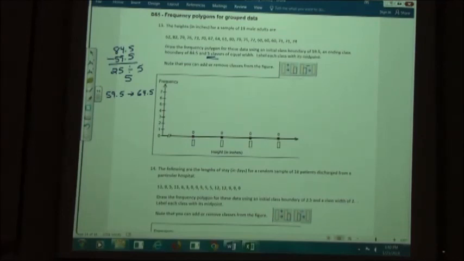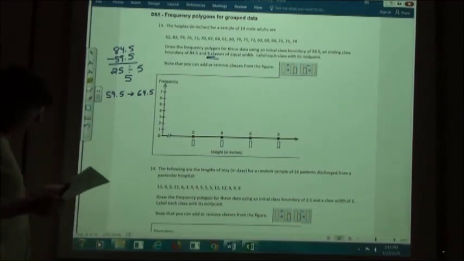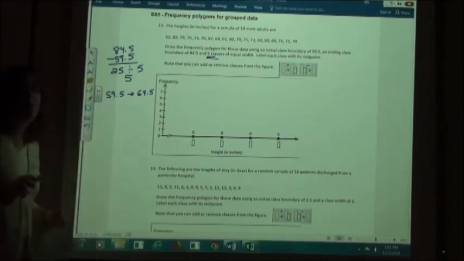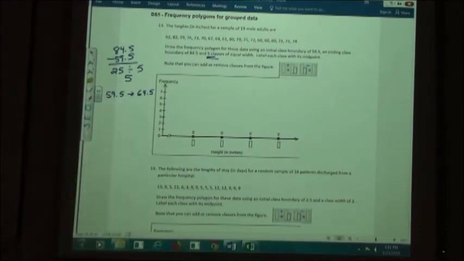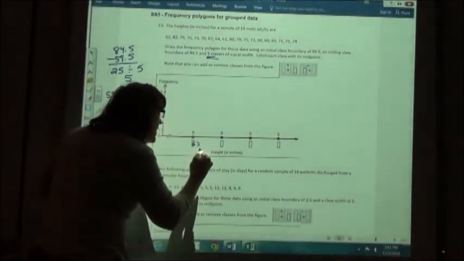Add them together and divide by 2, right? So if you take 59.5 plus 64.5 and you divide it by 2 for me. Oh, you didn't divide by 2 yet, right? 59.5 plus your 64.5 and then divide it by 2. 62. Now I know that this midpoint is going to be at 62 then.